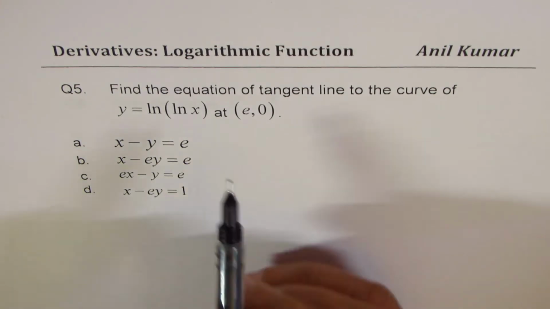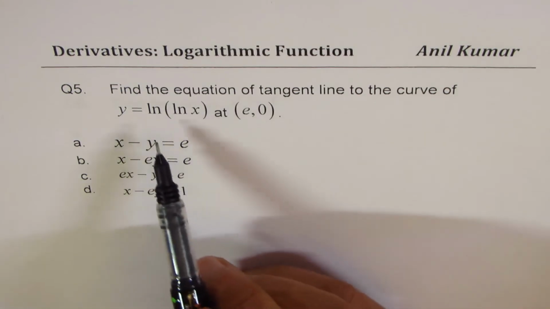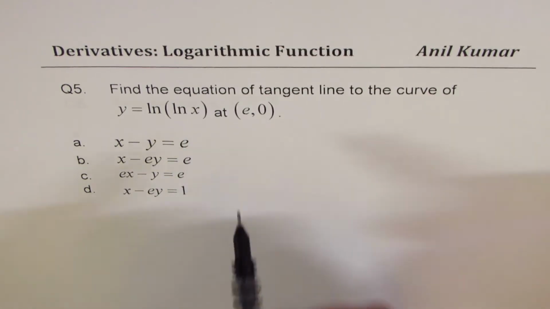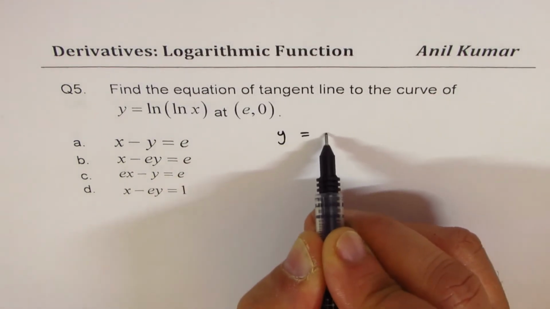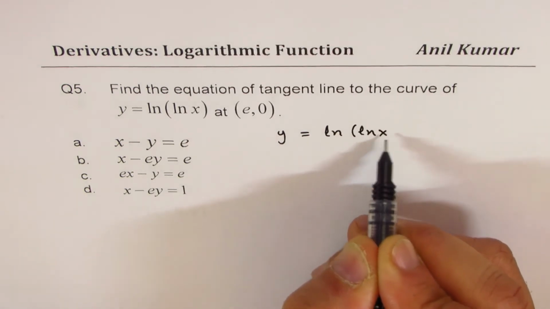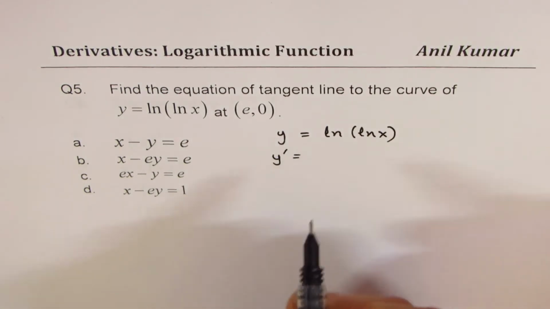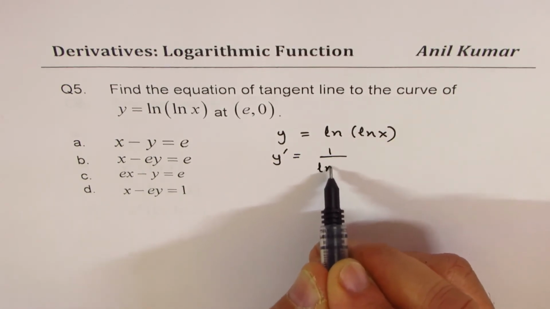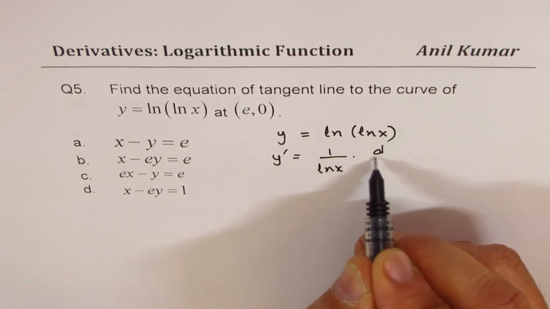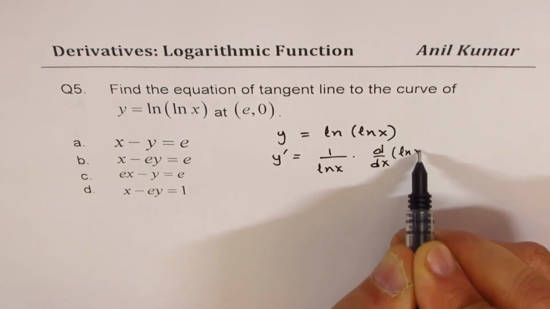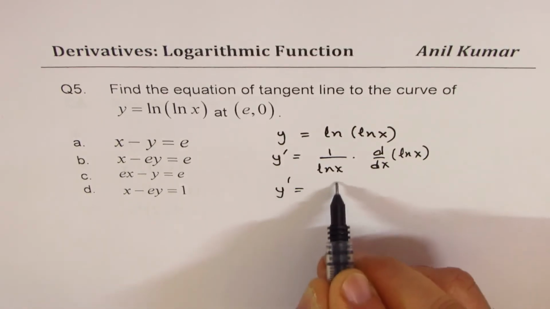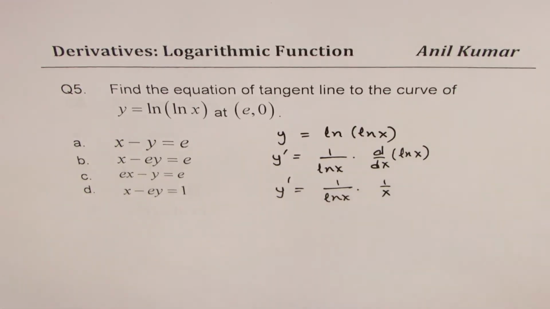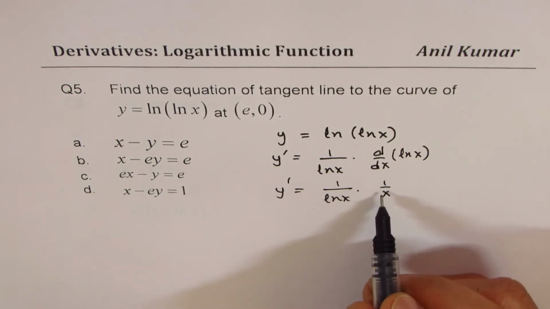Question number 5 here is, find the equation of the tangent line to the curve y equals ln of ln x at (e, 0). So the function is interesting, y equals ln of ln x. So the derivative y dash will be the derivative of ln of something, which is 1 over this thing, which is ln x, times the derivative of the inside function, which is ln x. So that gives you 1 over ln x times the derivative of ln x, which is 1 over x. So that becomes the derivative.